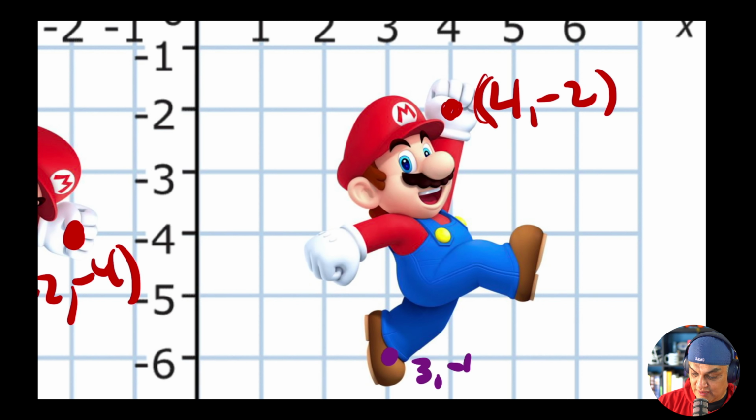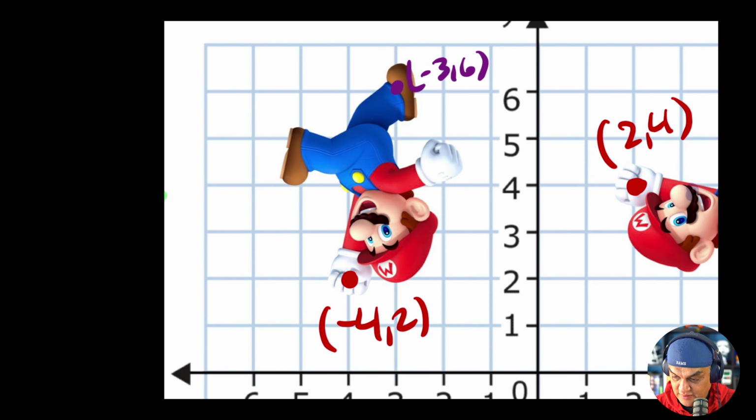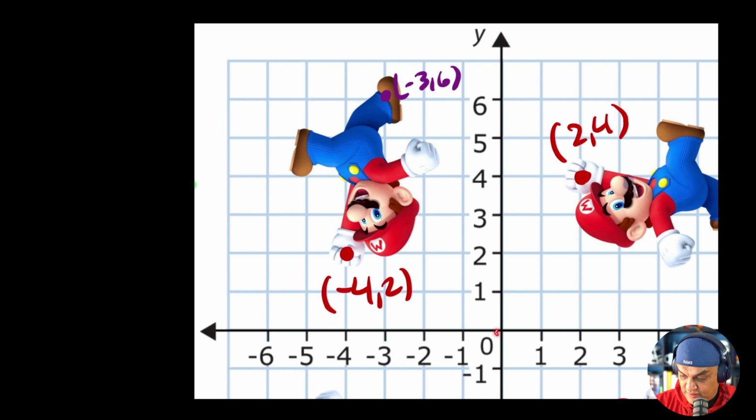So his left boot. If we look over here, that would be 6, 3, right? 6, 3. Okay, and then let's look at his left boot up here. Right there, it's -3, 6. Right? If we look there, it's -3, 6. And then thank you for the suggestion.